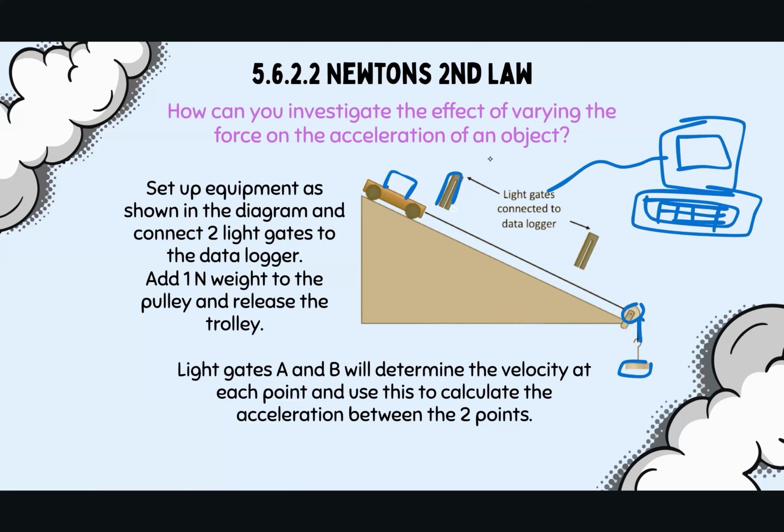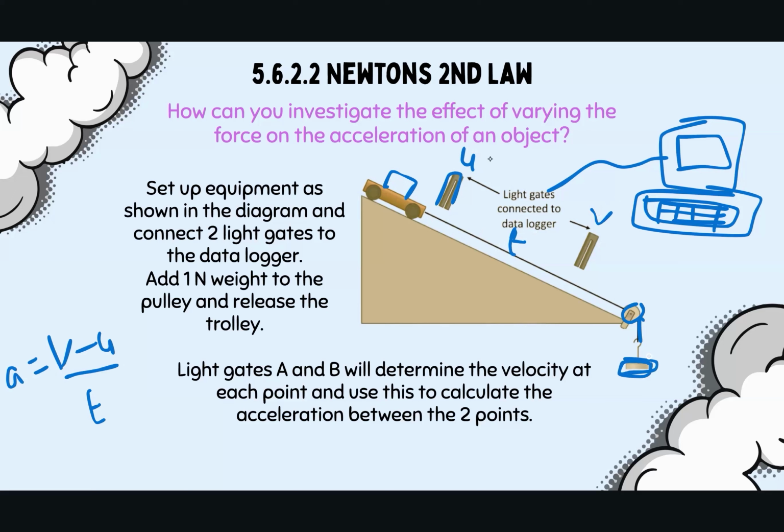Now, when it passes through the first light gate, it measures the speed at which it's traveling. So you've got initial speed. But when it goes to the second light gate, it measures the final speed. And it measures the time between. If you've got initial speed, final speed, and time, v minus u divided by t, what does that equal? Acceleration. And that depends on the force that's applied here.